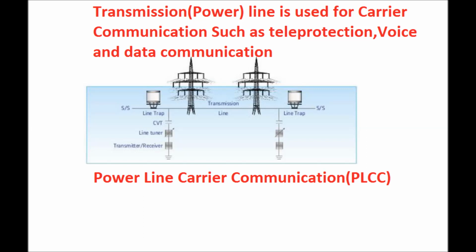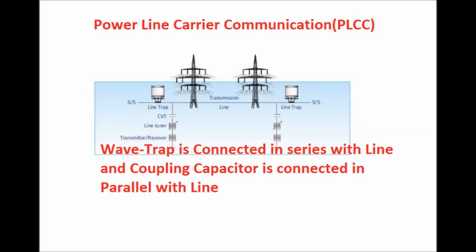So what is power line carrier communications? The transmission line is normally used for power transmission, but the same line can also be used for carrier communication such as teleprotection, voice and data communications. This carrier communication is normally done in the frequency range from 30 to 500 kilohertz. In the case of power transmission, the power frequency is 50 Hz in India, and in other countries it is 60 Hz.